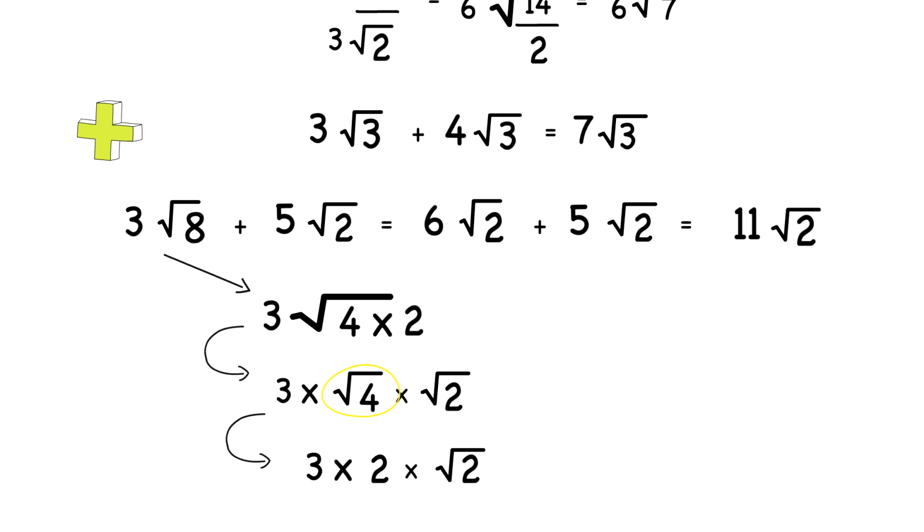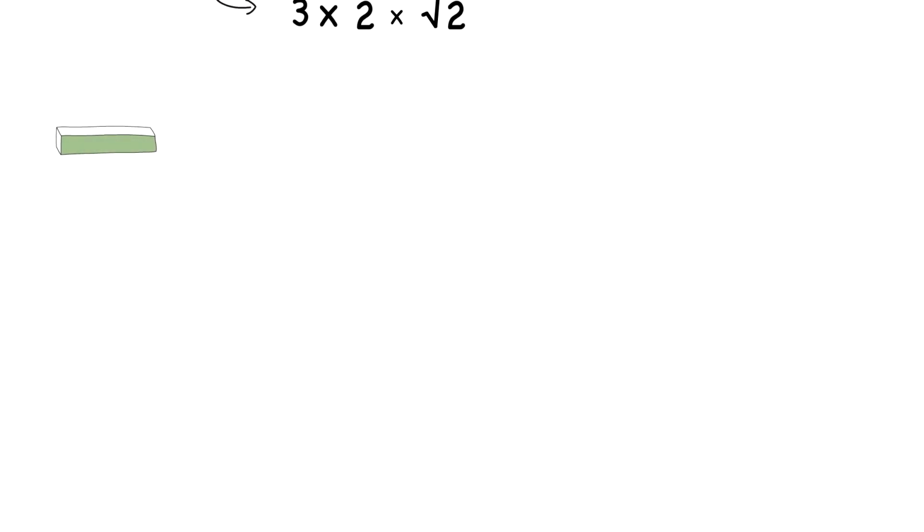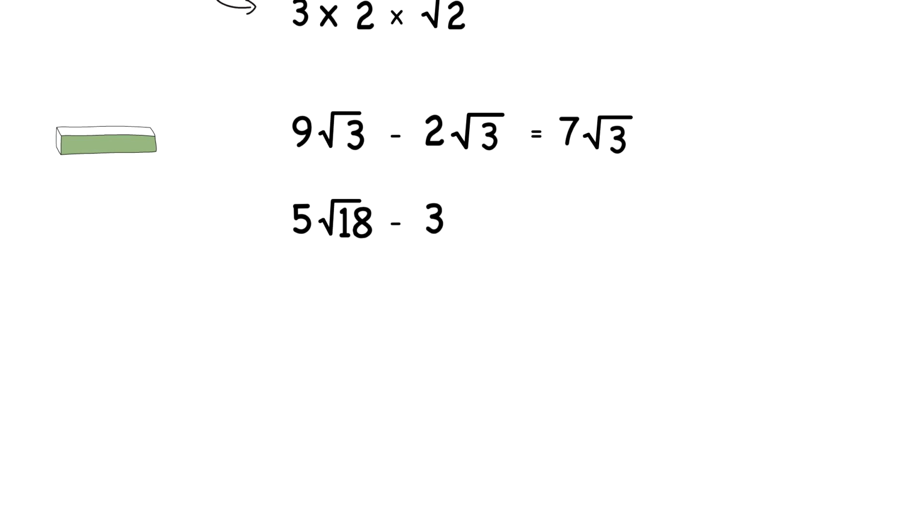The same applies with taking away. If we have the same number under the square root sign, then we can just take away as normal. 9 root 3 take away 2 root 3 would equal 7 root 3. 5 root 18 minus 3 root 2.